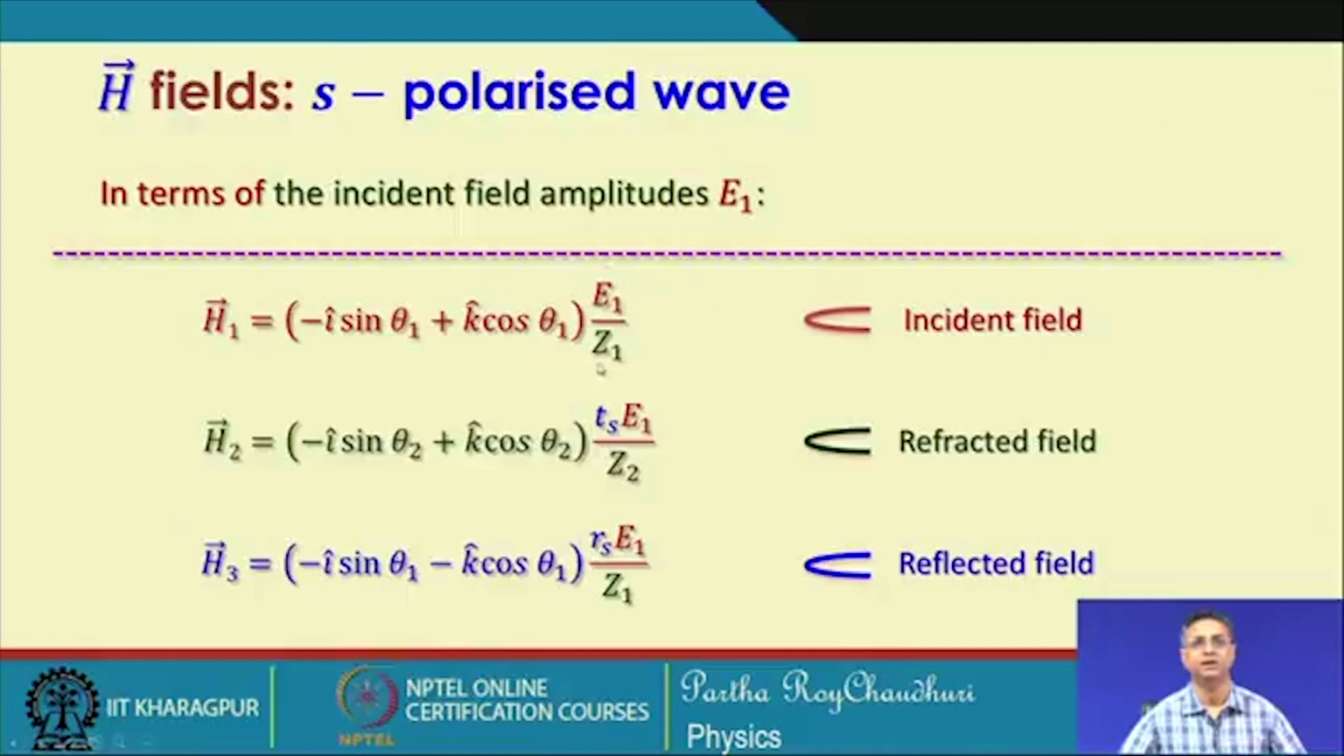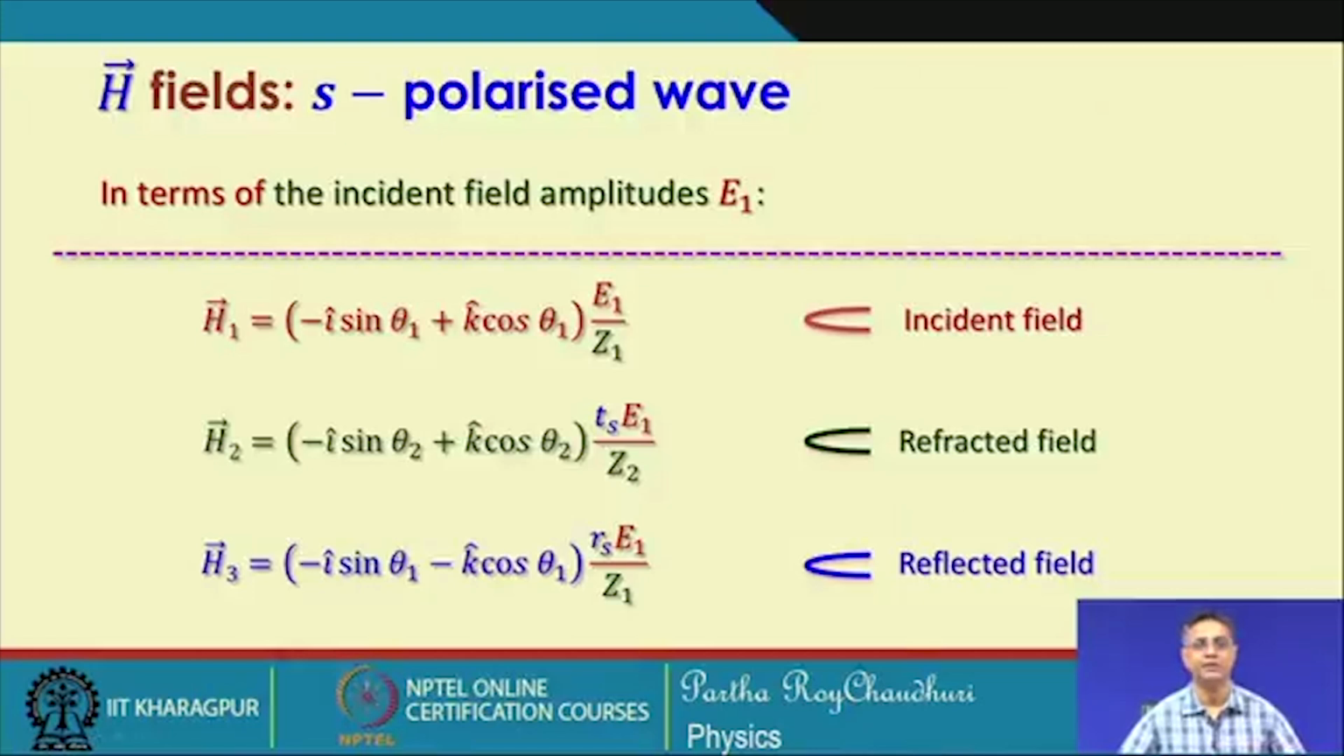For the incident wave, we have this equation as it is, but for the transmitted wave, there will be a transmission amplitude multiplying the incident electric field, and for the reflected wave, you have a reflection amplitude multiplied by the incident electric field. So, these will be the most reduced form of the magnetic field components in the incident field, the refracted field and the reflected field. So, we have all the three electric field components and the three magnetic field components.